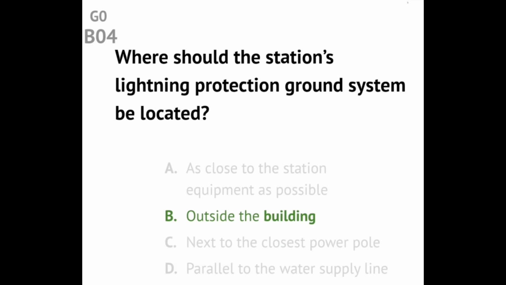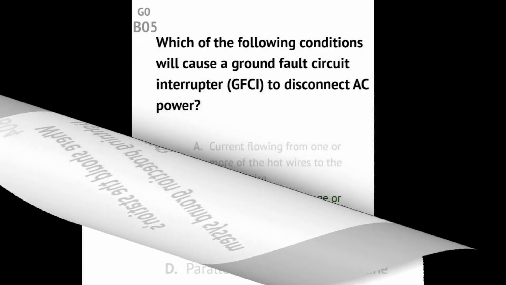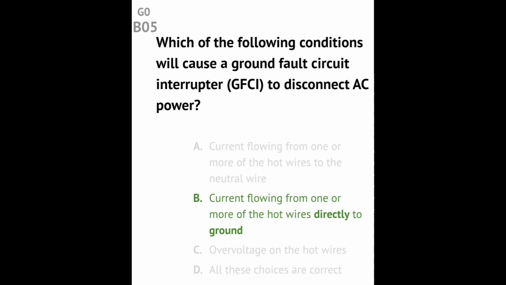Question G0B04. Where should the station's lightning protection ground system be located? Answer: outside the building. Question G0B05. Which of the following conditions will cause a ground fault circuit interrupter, GFCI, to disconnect AC power? Answer: current flowing from one or more hot wires directly to ground.